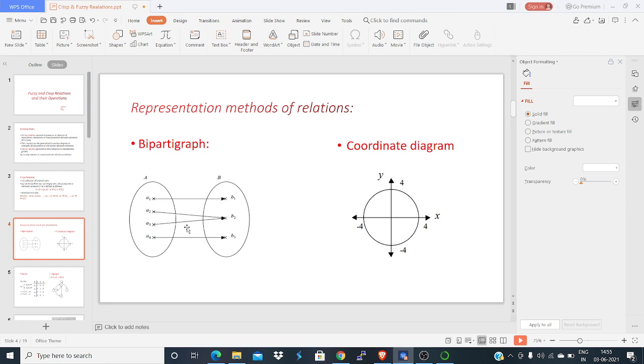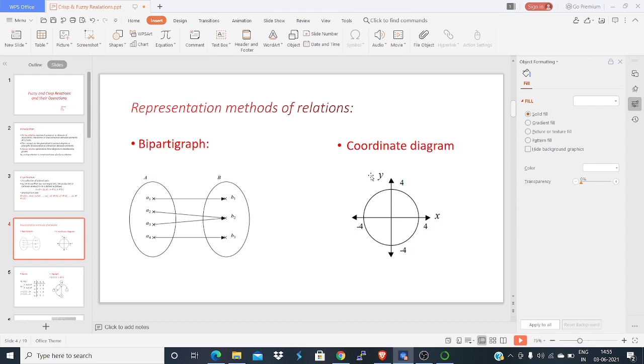In bipartite, if there is a relation from A to B, the elements are joined or matched. If not, they are left as they are. As you can see, A1 is related to B2, A2 is related to B2, A3 is also related to B2, so they are joined like this, and A4 is only related to B3.